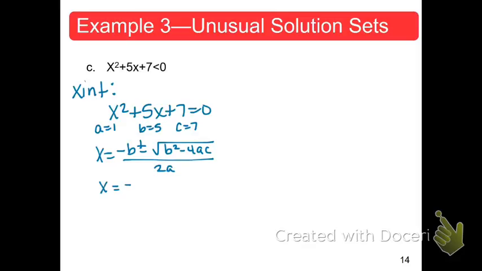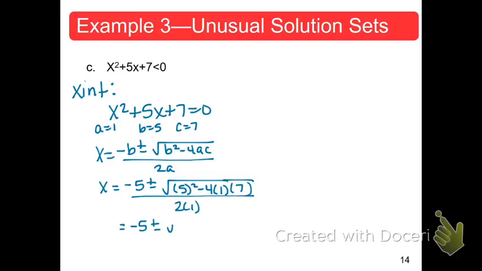So we get x equals negative b plus or minus the square root of b squared minus 4ac, all over 2a. And as we work this out, we get negative 5 plus or minus the square root of 25 minus 28, all over 2. If I keep going, I get negative 5 plus or minus the square root of negative 3, all over 2.